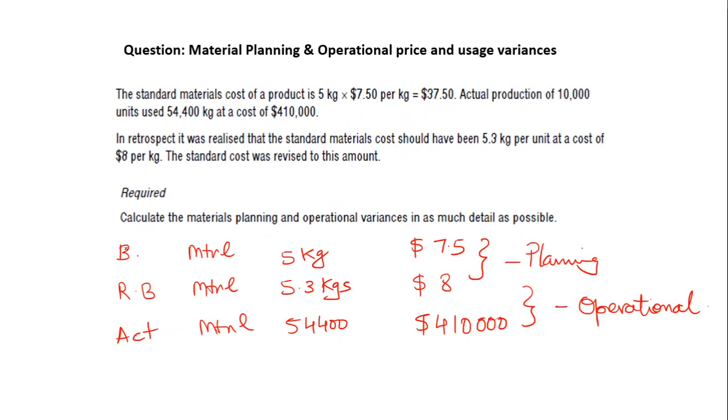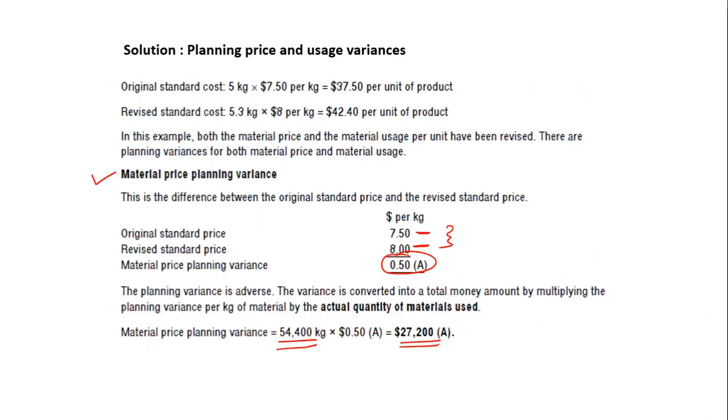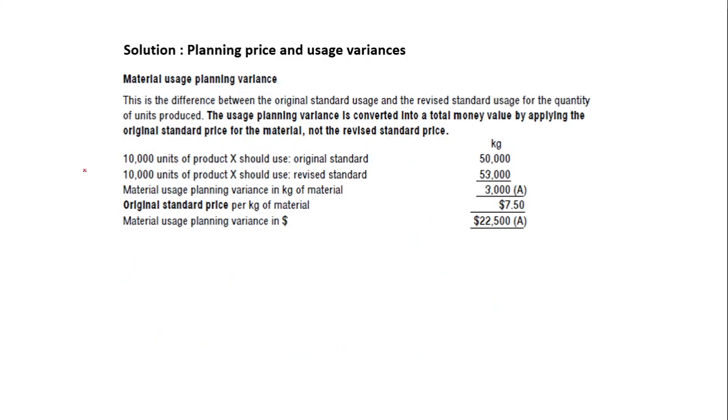So going back 2 screens, remember your original budget said you're supposed to use how many kgs? 5 kgs, whereas the revised budget said you're supposed to use how many kgs? 5.3 kg. So you're supposed to use now 0.3 kg per unit more. So in this case, we'll simply say when we produced 10,000 units as per original budget, we were supposed to use 50,000 kgs. But as per revised budget, we are supposed to use how much? 5.3 kgs per unit, and hence 53,000 kgs. So as per your revised budget, you're supposed to use 3,000 kgs extra, which means it is 3,000 kgs adverse.